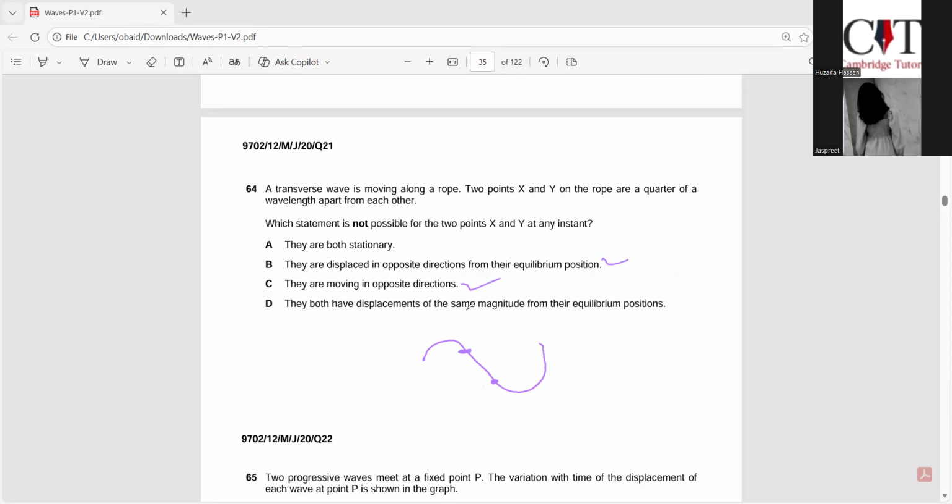They both have displacement of the same magnitude from their equilibrium positions. Yeah, that is also possible. If we take from the equilibrium position, the distance could be this distance and the other distance could also be the same, because this becomes 0.25 and 0.25 as well. This is possible as well, right?